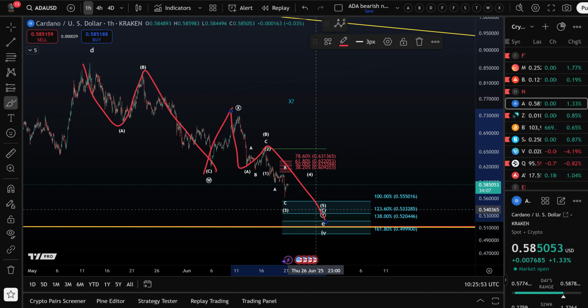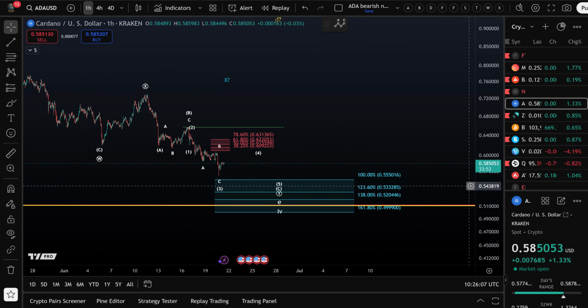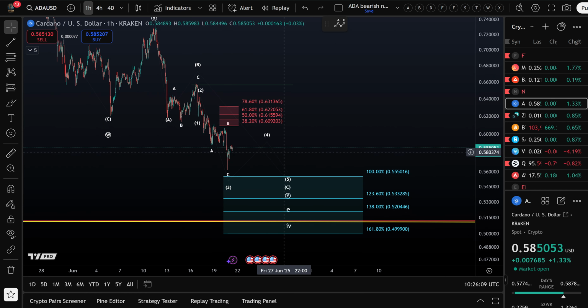a 3-wave move, and we have to consider the bigger picture, the context, which suggests we could be in the late stages of a triangle. But we also have to consider the subwave structures, a WXY structure. So that means, okay, we could really come close to at least a larger bounce or an upside reaction. I would not rule out another test of 51 cents.